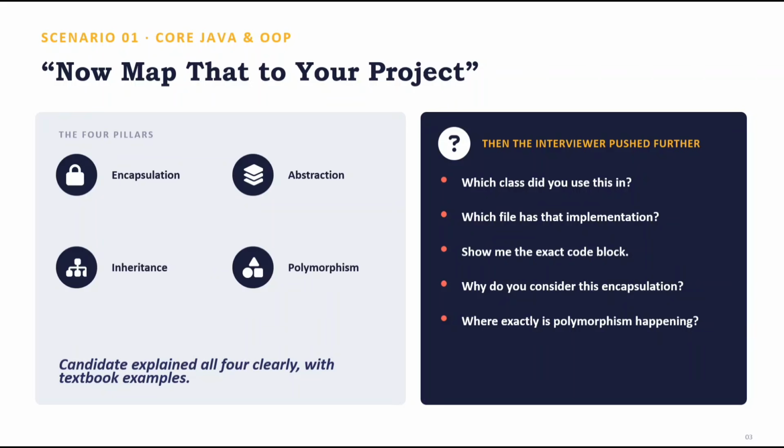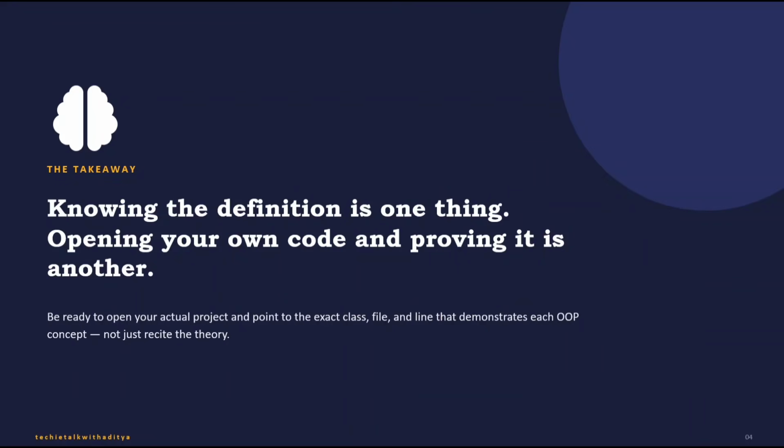For example, which class did you use? Which file contains that implementation? Can you please write the exact block of code over here? Why do you consider this encapsulation only? How is abstraction achieved in your application? Where exactly is polymorphism happening? So basically, the interviewer wanted the candidate to map the theoretical object-oriented programming concepts directly to the actual implementation of his project. And the candidate tried his level best to explain everything.